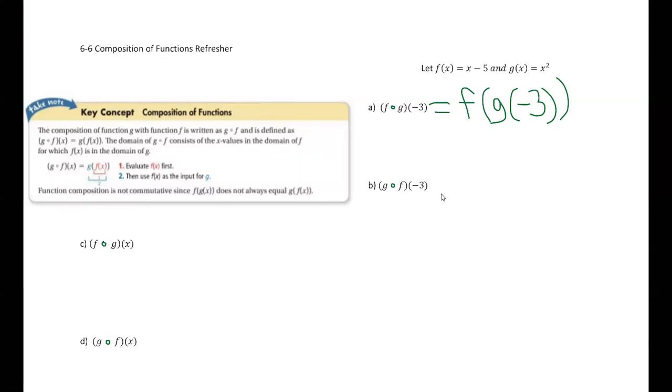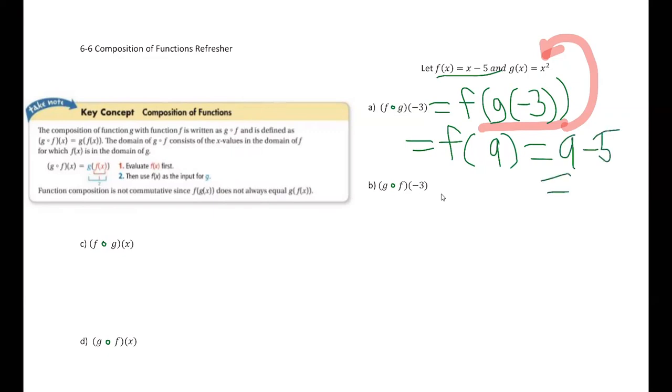So like I said, we want to work inside out. So I want to figure out what g of negative 3 is. If I plug negative 3 into my g function, negative 3 squared would be positive 9, because remember, negative 3 times negative 3 would be positive 9. So really this is f of 9. And then we're just going to plug that into my outside function. So f of 9 would be, if I look at my f function, x minus 5. That would be 9 minus 5, or just 4. So f of g of negative 3 would be 4.